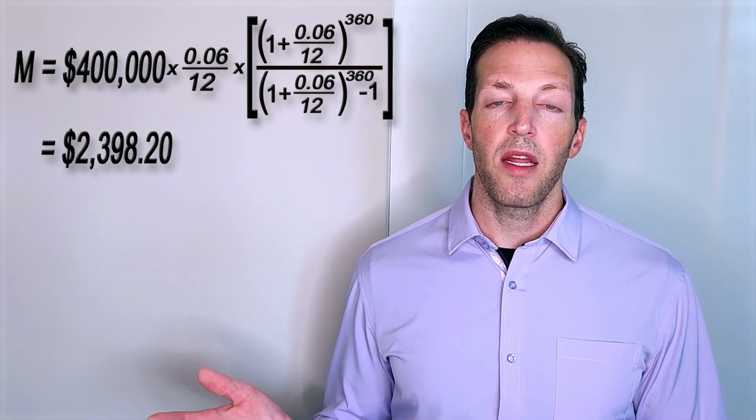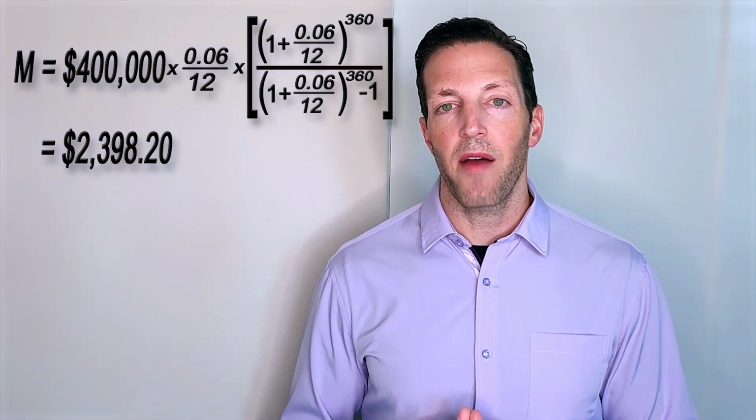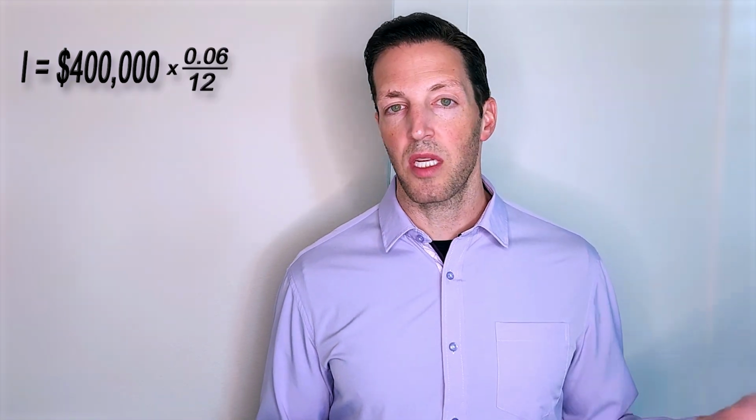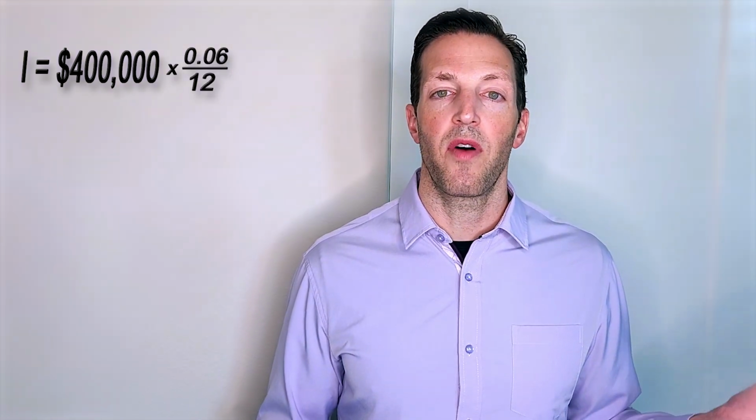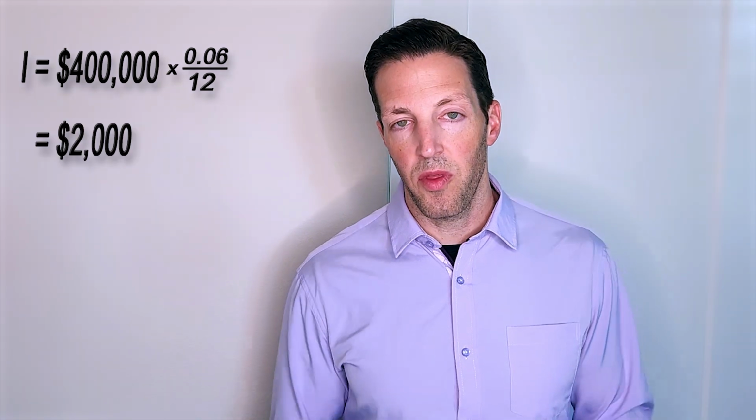If we're going to take an example, let's say we're talking about a 30-year fixed rate mortgage with a 6% interest rate, and you're taking out a loan of $400,000. So the monthly payment would be computed as this. And if you wanted to figure out how much interest you'd have to pay in the first month, it would be $400,000 times the 6% annual percentage rate divided by 12, or $2,000.